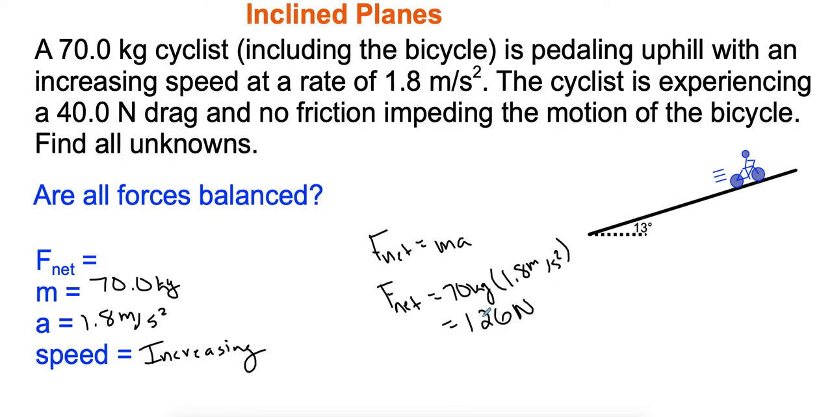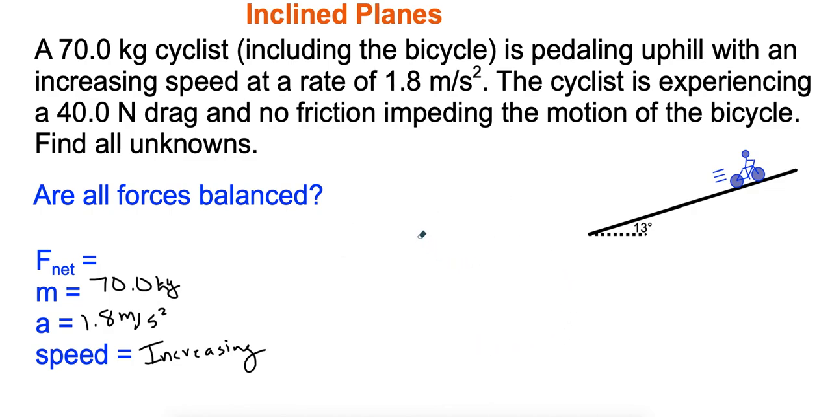Okay, so there's 126 newtons of force left over going up the ramp. Now, that's a pretty simple problem. I want to break everything down to figure out what the applied force is here, how fast the person is pedaling. So let's get rid of this, and let's see if we can figure out the applied force.